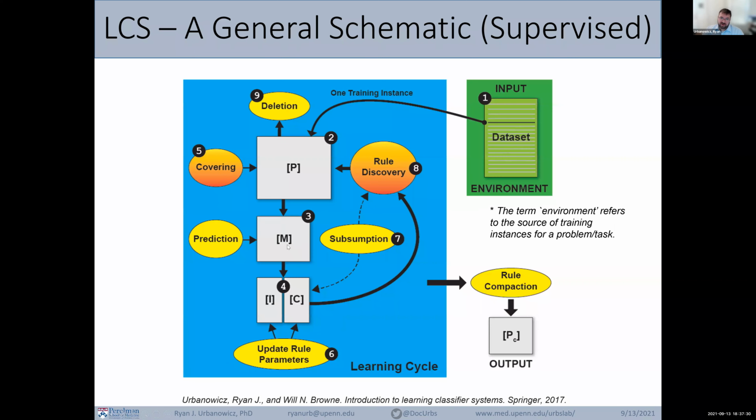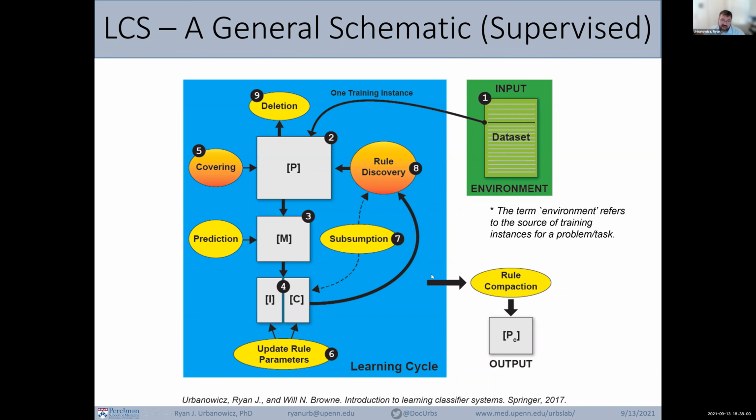And because we're doing supervised learning, we now say, okay, of these matching rules, which ones had the correct prediction? That's our correct set, and which ones had the incorrect prediction. And then once we've separated these out, we can update a set of rule parameters that basically track how useful or how valuable these rules are. And it's typically tied to the accuracy of a rule. So of the individuals in the data set that this rule matches, how accurately does it predict the correct outcome?